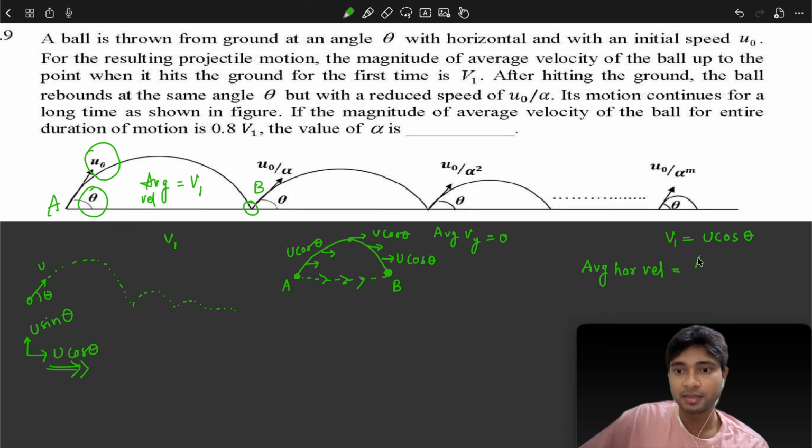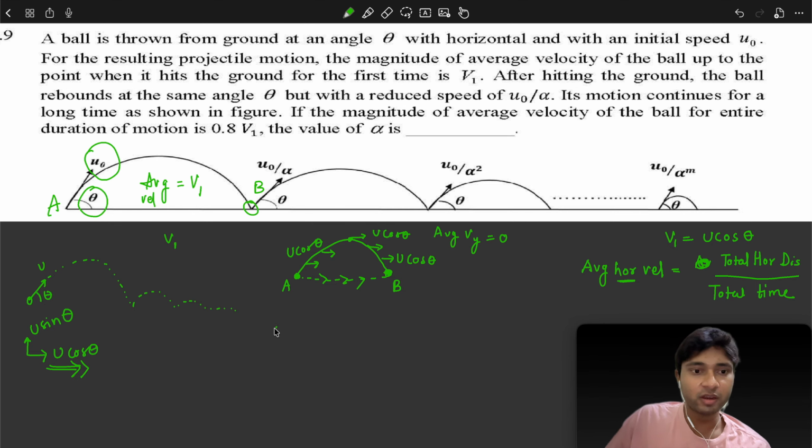Average horizontal velocity is nothing but total horizontal displacement divided by total time taken. So we have to calculate two factors. Average horizontal velocity is total horizontal distance divided by total time taken. So let's first calculate the total horizontal distance.